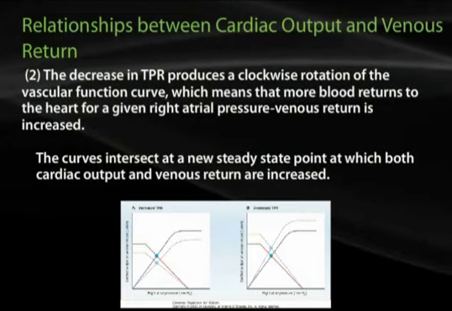The decrease in TPR also produces a clockwise rotation of the vascular function curve, or the red curve, which means that more blood returns to the heart for a given right atrial pressure. That is, venous return is increased. As you relax arterioles, the blood is able to move from the arteries into the veins more easily and then back to the heart. The curves intersect at a new steady state point at which both cardiac output and venous return are increased.